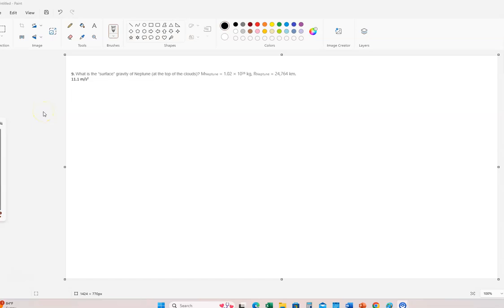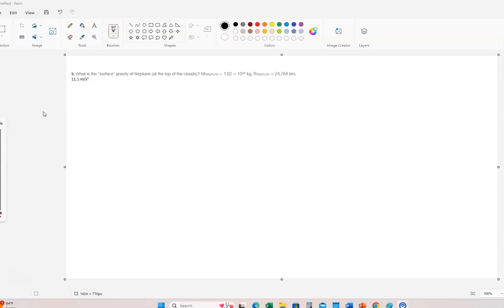All right, so here's number 9. It says, what is the surface gravity? And notice I have surface in quotes because Neptune, of course, doesn't have a surface. What is the "surface gravity" of Neptune at the top of the clouds, right? So all we can do is measure what the gravity would be at the top of the clouds.